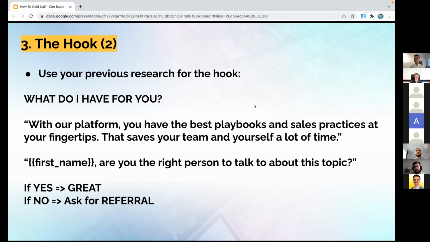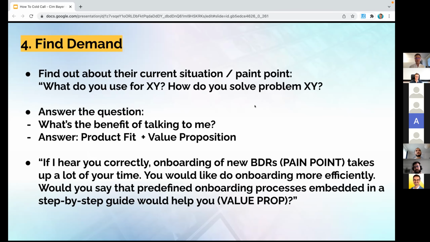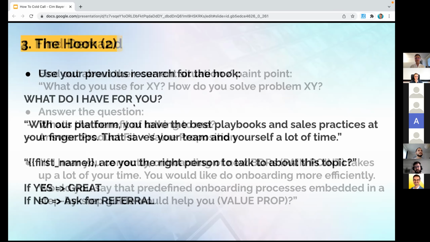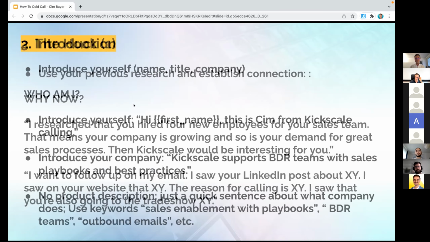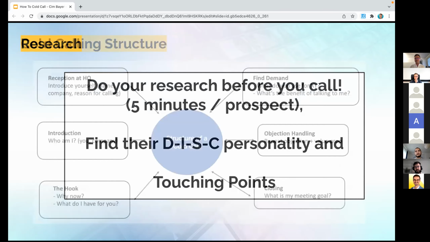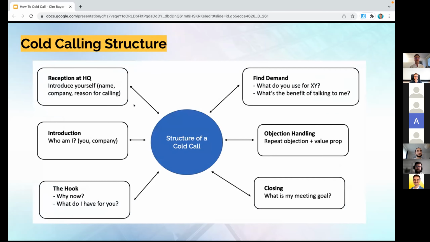Yeah, definitely, Manuel. I would probably put that in the finding demand. So here you can ask all these questions. What do you use for XY? Would that be helpful if you can do XY? Or how do you solve the problem XY? And trying to answer your other question, it should always be a dialogue. So it shouldn't be a monologue. It should be interactive. It's like calling a friend, you know. You wouldn't call your friend or your grandma and say like, "Hi, this is Kim. I'm doing this and that." You should always wait a little bit, you know.